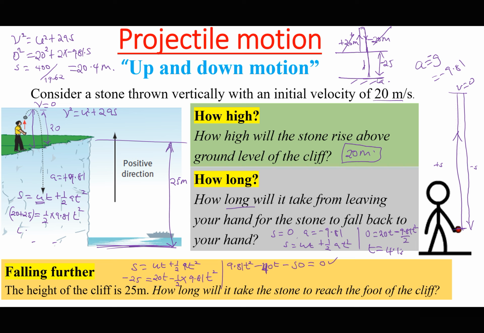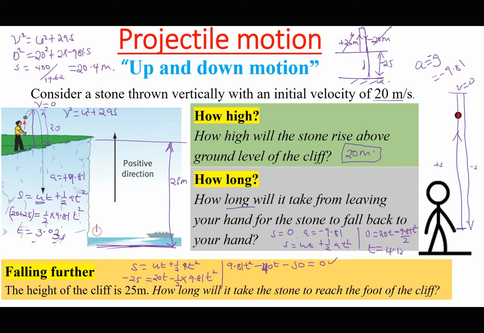So here t is going to be the square root of 25 plus 20, times 2, divided by 9.81. Then I find the square root of the answer. So t is going to be 3.03 seconds. That is the time from the highest point to the bottom of the cliff.